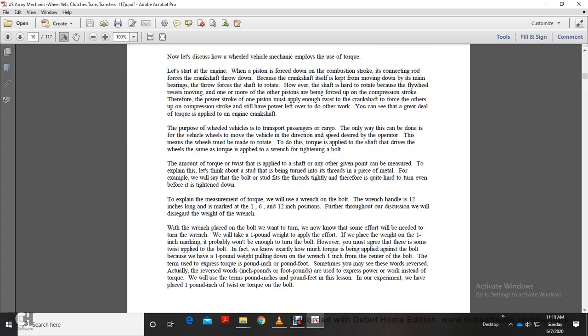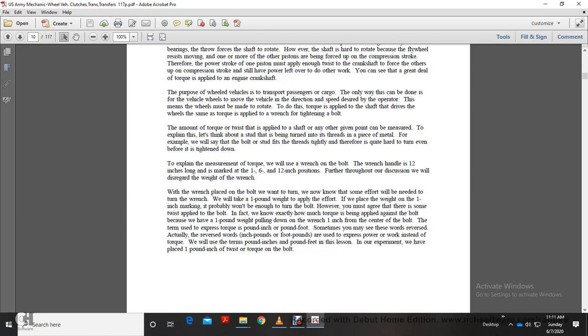The purpose of a wheeled vehicle is to transport passengers or cargo. The only way this can be done is for the vehicle wheels to move the vehicle in the direction and at the speed desired by the operator. This means that the wheels must be made to rotate. To do this, torque is applied with the shaft that drives the wheels. It is the same torque applied with a wrench tightening a bolt.